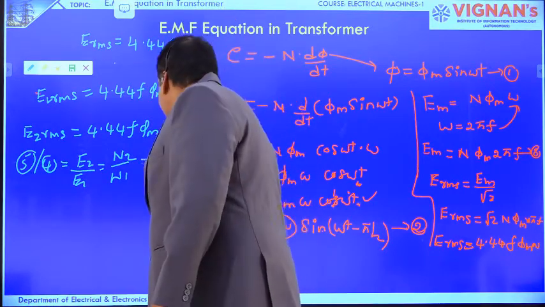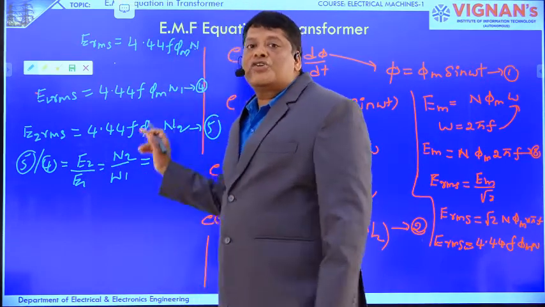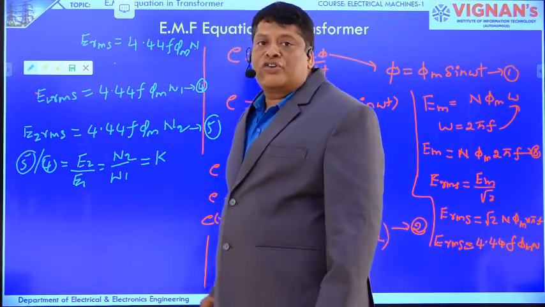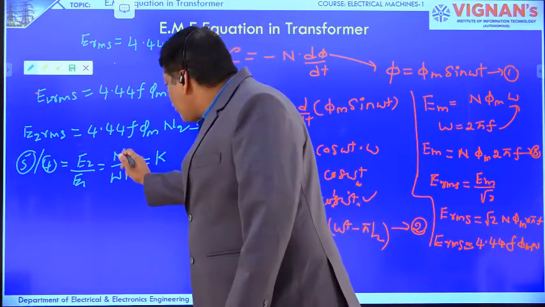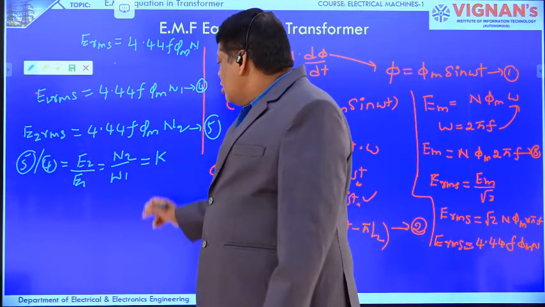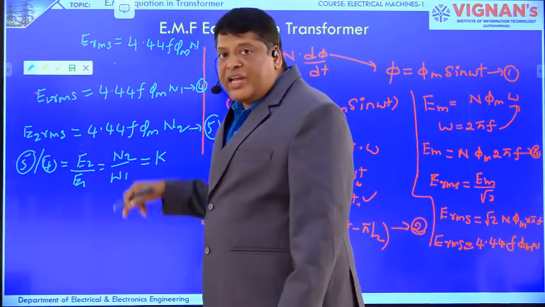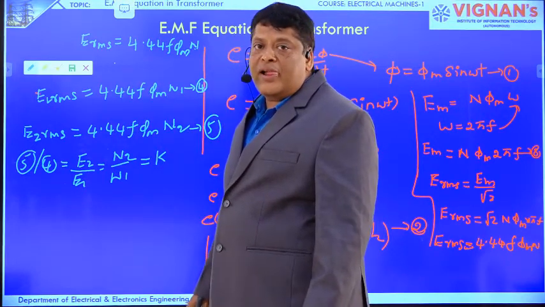This we can take as K, where K is nothing but the turns ratio of a transformer. The K we also call the voltage ratio of a transformer.